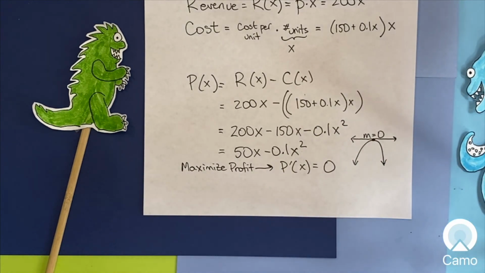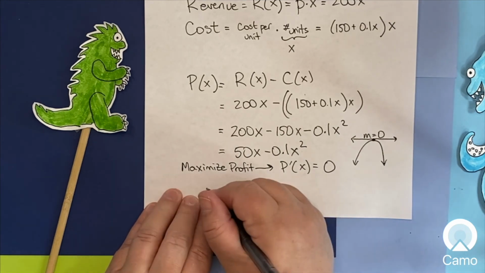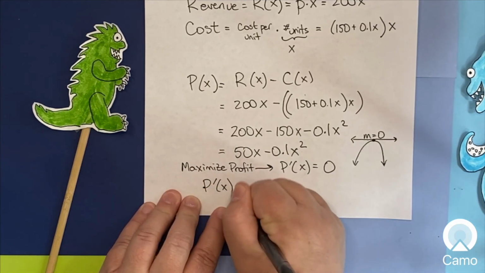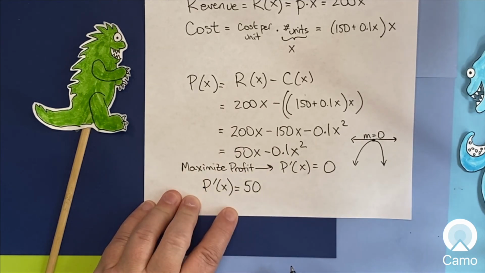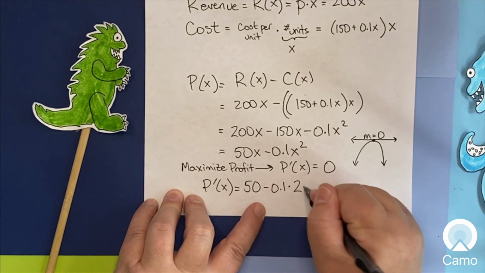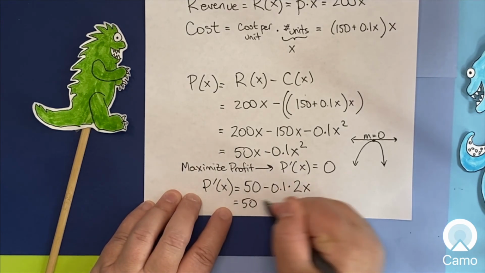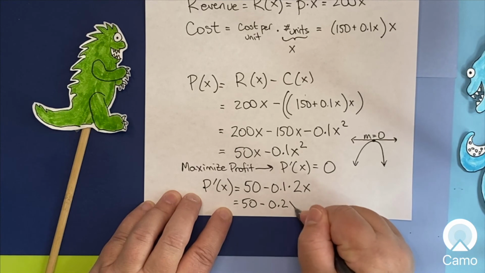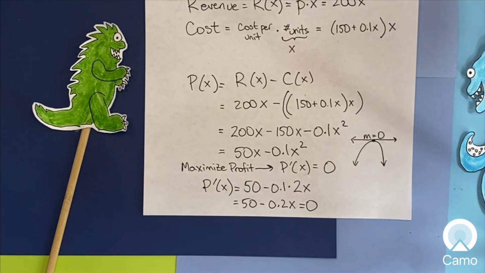So first derivative: 50x, the first derivative is going to become 50. And then I've got minus 0.1, and then 2x, right? The 2 comes down. So I get 50 minus 0.2x, and I want to set that equal to 0. I clearly will need another piece of paper, so let me rewrite this: 50 minus 0.2x equals 0.